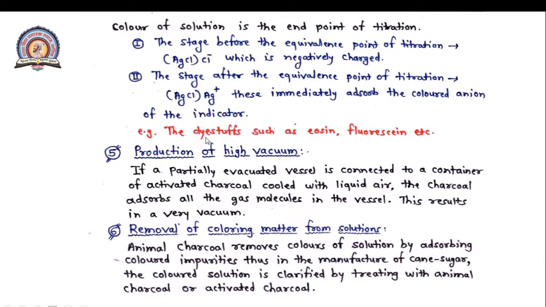For example, the dyestuffs such as eosin and fluorescein are the adsorption indicators. Now I will show two stages, stage 1 and stage 2, the stage before the equivalence point and after the equivalence point of the titrations.